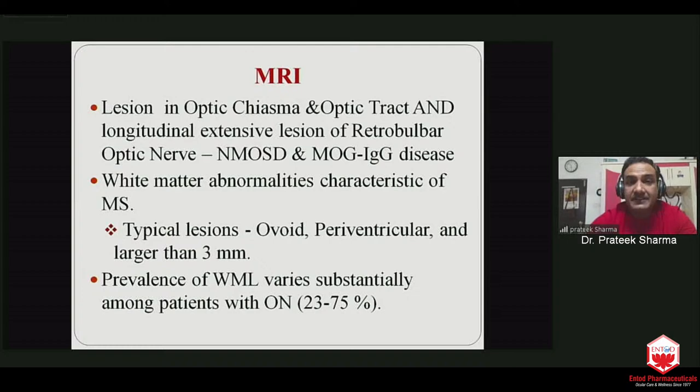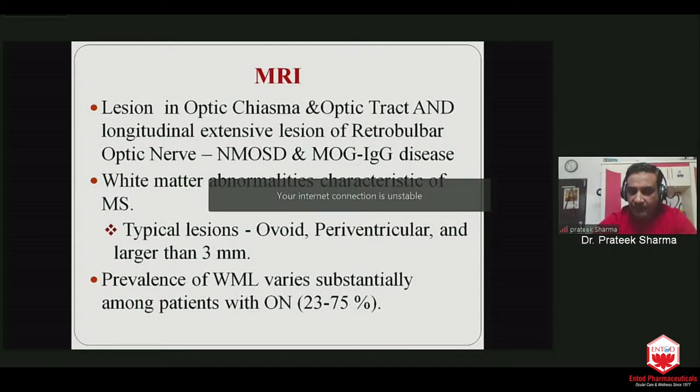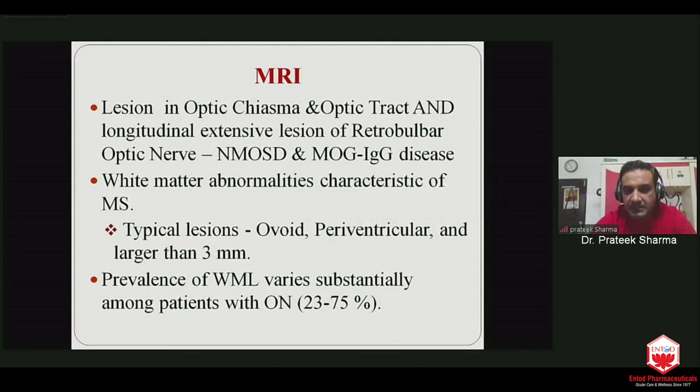So if there is a specific finding in MRI, it helps us identify a lesion in the optic chiasm, optic tract, and a longitudinally extensive lesion of the retrobulbar optic nerve. This is more seen in NMO spectrum disorder and MOG disease. While if the white matter abnormalities we are seeing are periventricular lesions, juxtacortical or infratentorial, or even in the spinal cord, then there are more chances of multiple sclerosis.